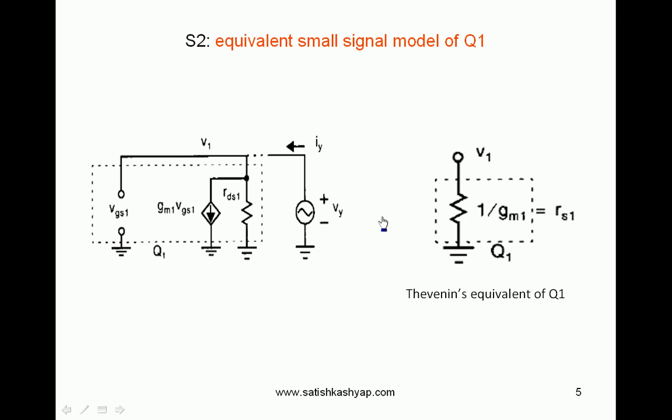So the entire Q1 configuration can be replaced with only a resistor of 1 by GM1. This is a very important result. Whenever a diode connected transistor is there, that is, whose gate and drain are shorted, it is always modeled as a simple resistor with resistance value of 1 by GM1, where GM1 is the transconductance of Q1 transistor. So the reciprocal of transconductance is nothing but the impedance of a diode connected transistor. This result we are going to use throughout this subject.